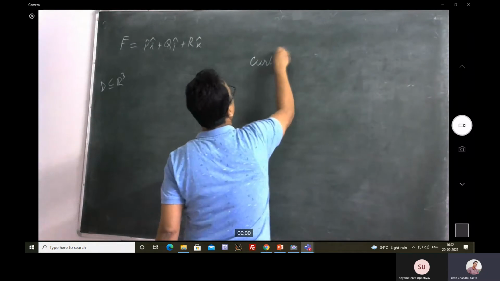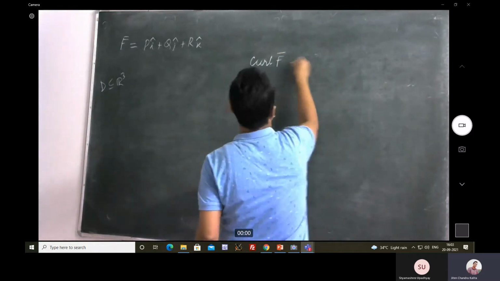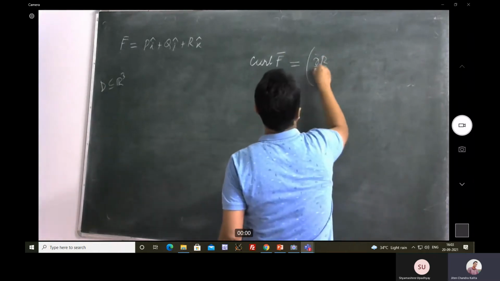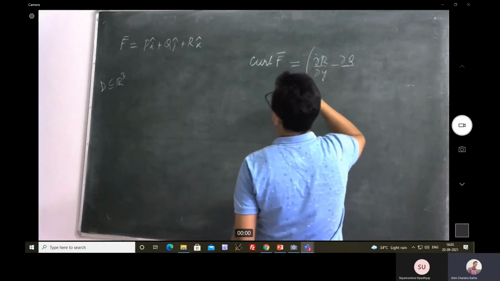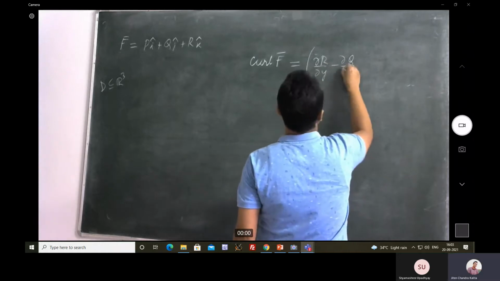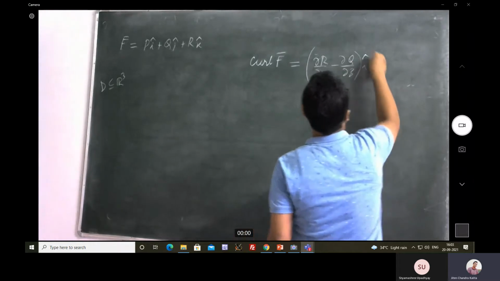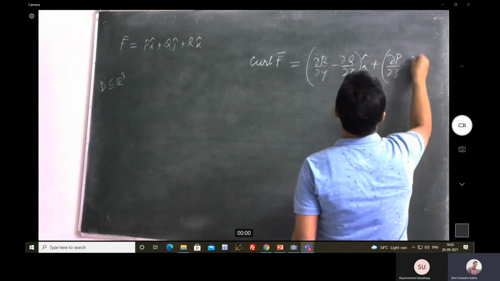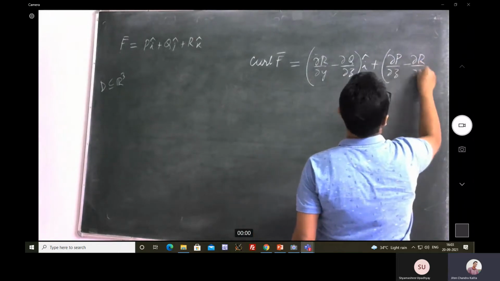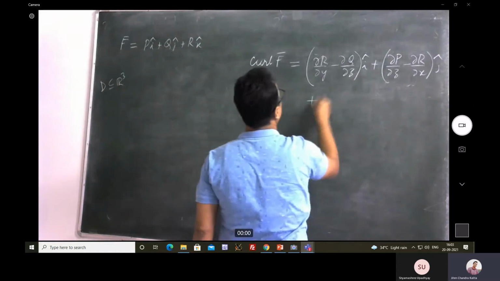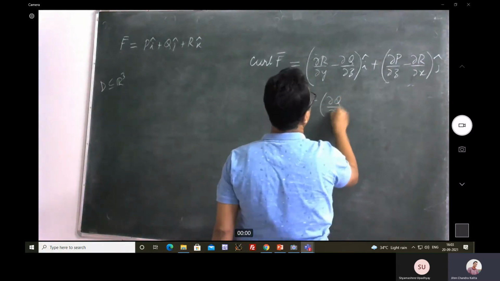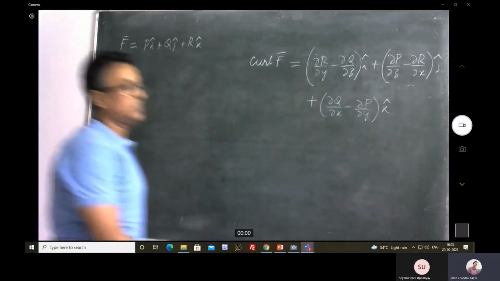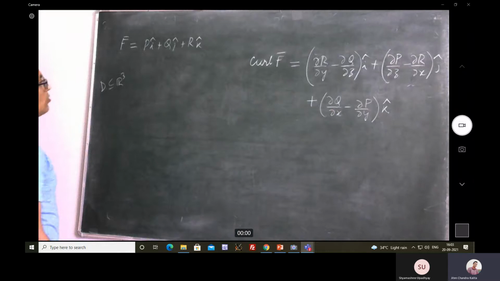Then the curl of f is simply defined as this vector: (del R/del y minus del Q/del z) i plus (del P/del z minus del R/del x) j plus (del Q/del x minus del P/del y) k. Okay, so now what we are going to do.